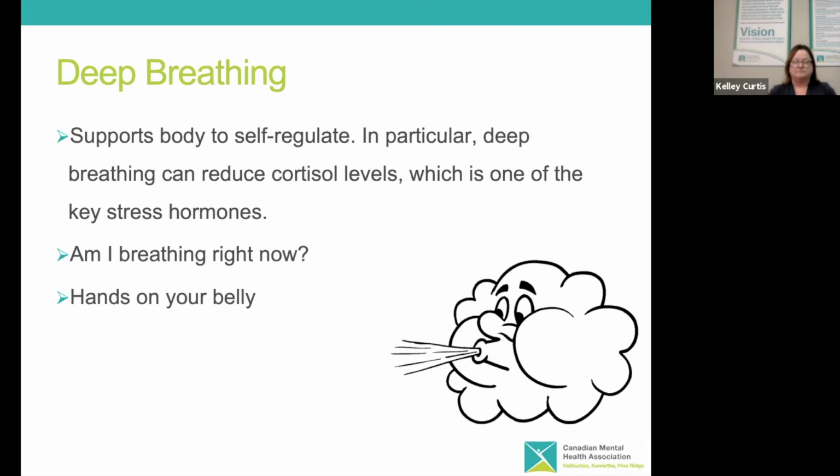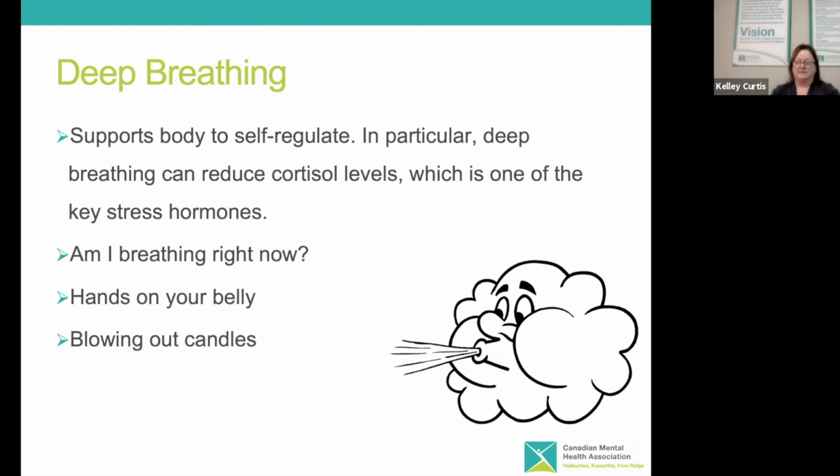So in this image that you can see here on the screen, for example, they're doing some really deep blowing out of the breath. It's almost like blowing out a candle. So breathing in through the nose, really slow, and then blowing out through your mouth as if you're blowing out your candles, really releasing all of that air from your belly.